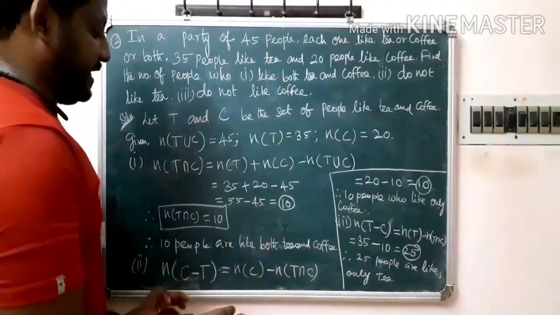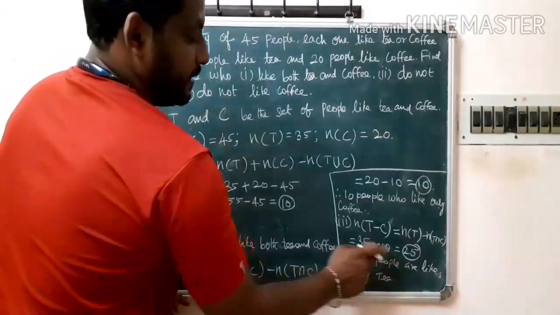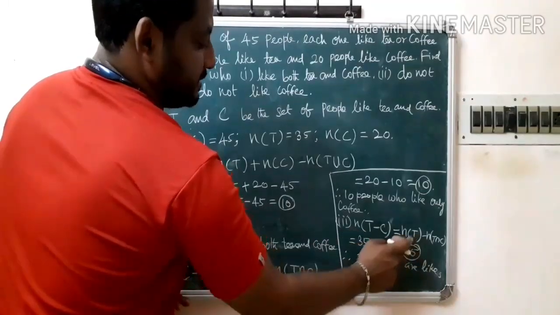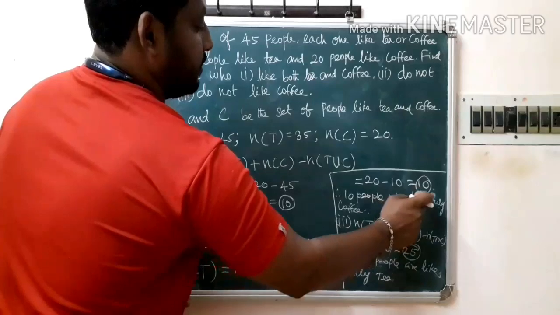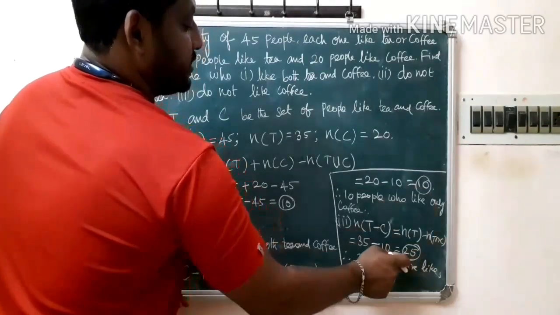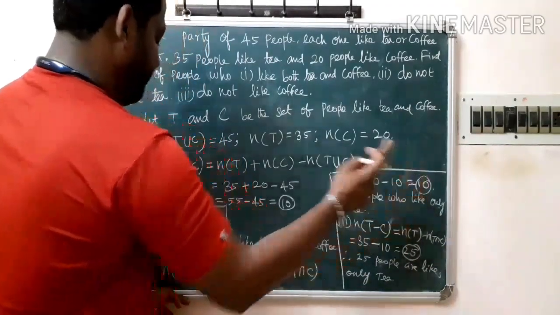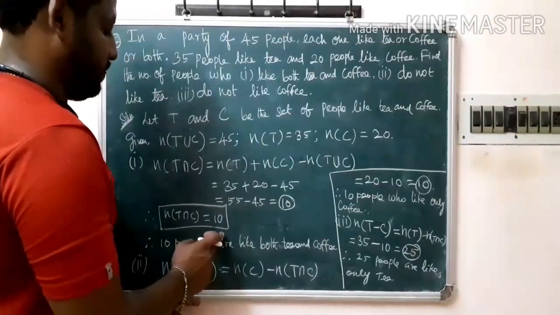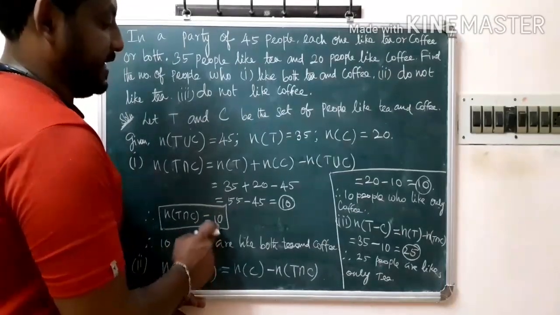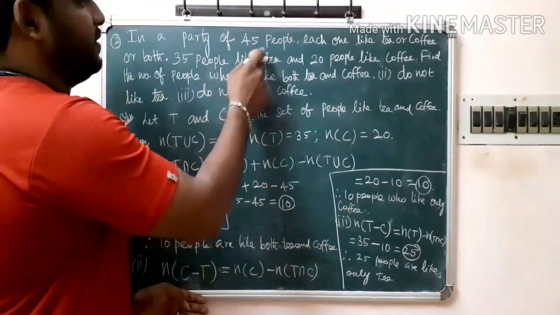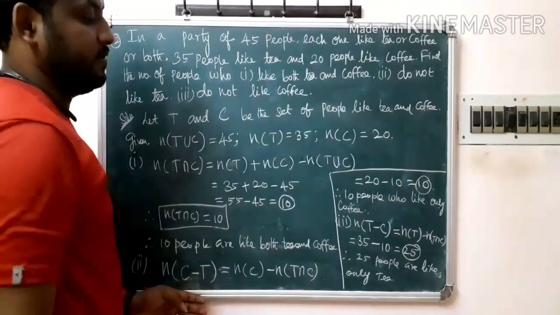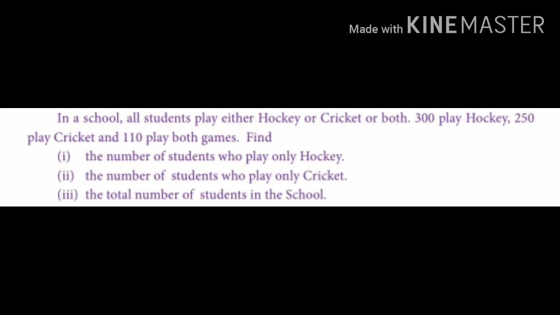If you want to check your answer, we can add: people who like only tea is 25, and people who like only coffee is 10. So 25 plus 10 is 35. The intersection part, both tea and coffee, is 10. So 35 plus 10 is 45. So the total number of people is 45. Okay, clear? Now take this as your homework.